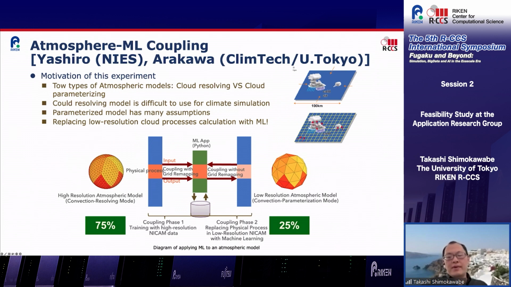This simulation includes two parts. One is the high-resolution model for the detailed simulations. Another is the coarser model for the parameterization. So we are replacing this coarse model for the parameterization with AI. This part required 25% of the total computation time.